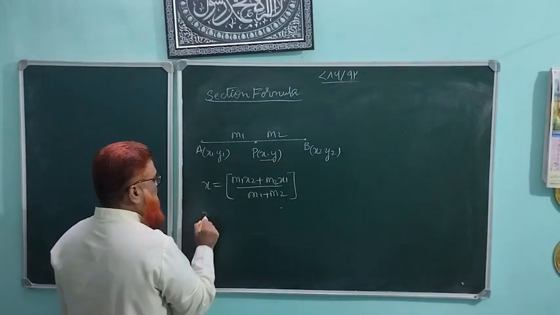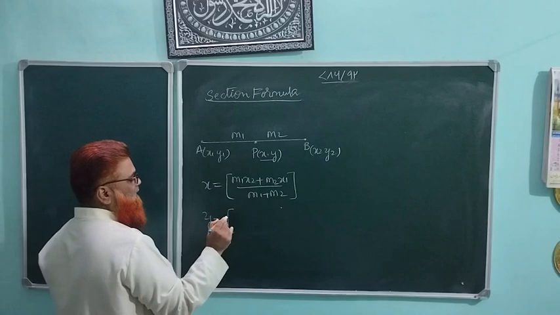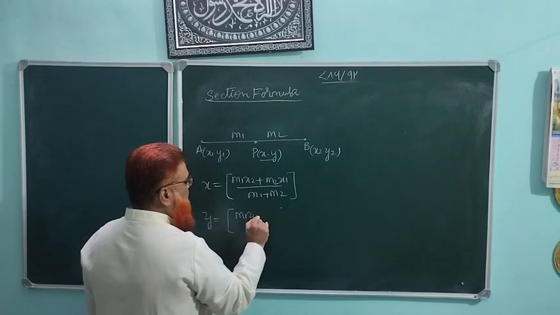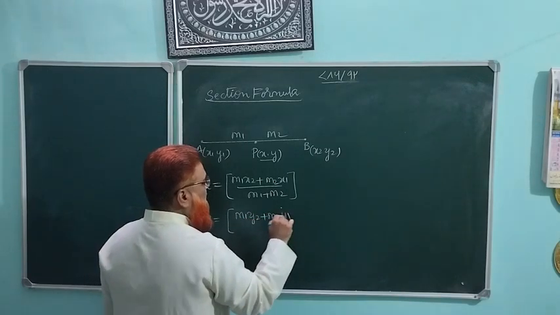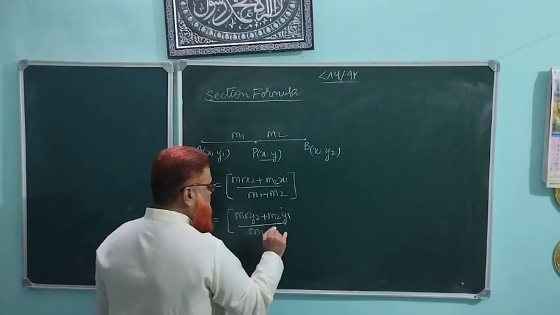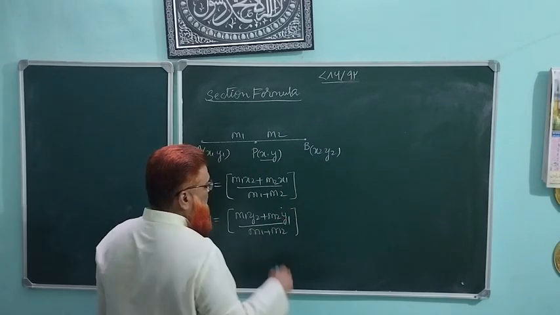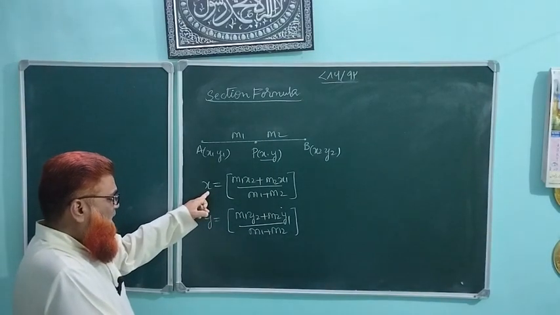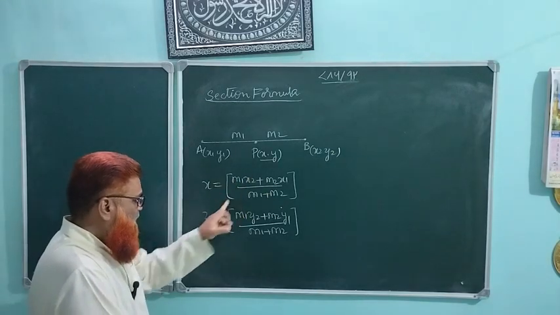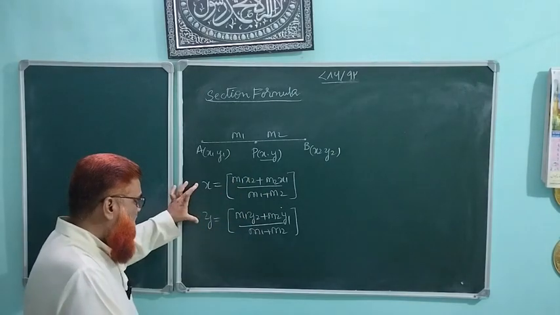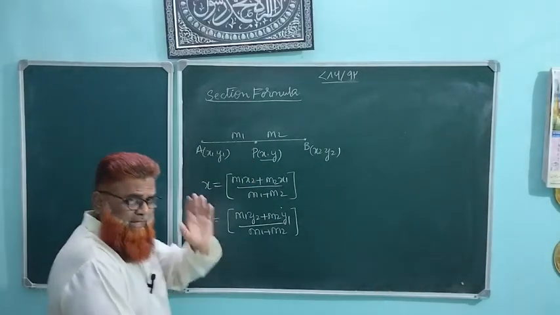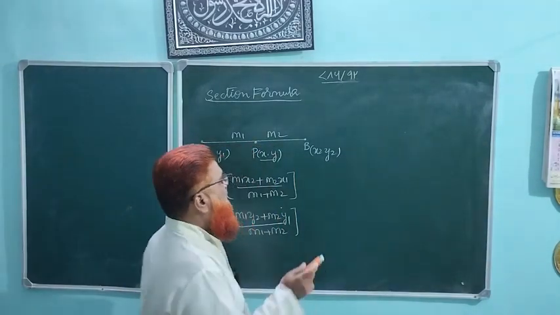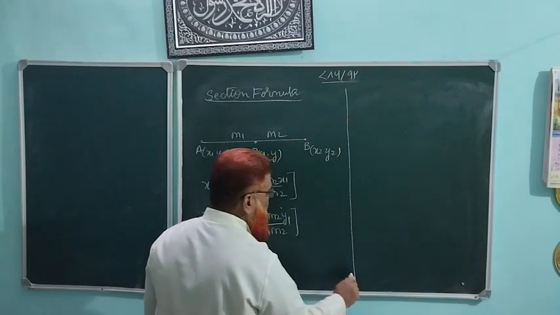Then next, the coordinate y of the point P will be m1 y2 plus m2 y1 divided by m1 plus m2. This is the section formula which shows the coordinate x has this value, and coordinate y has this value. These coordinates belong to the point P. P divides AB in the ratio m1 is to m2. Using this, we will solve some problems.